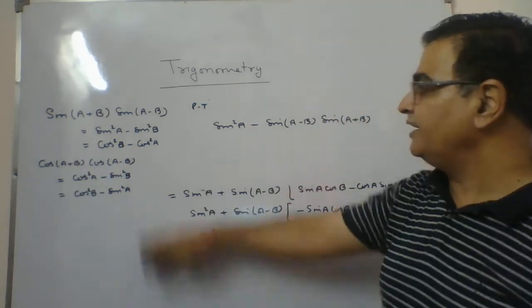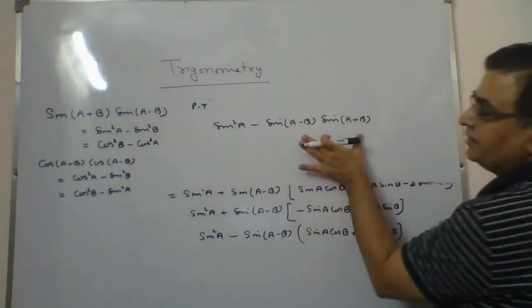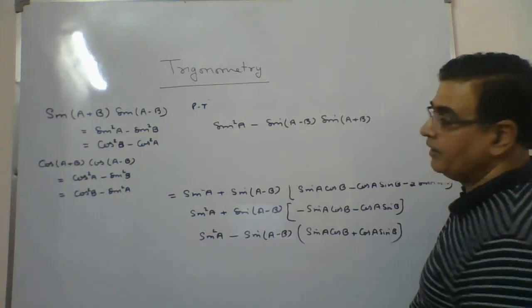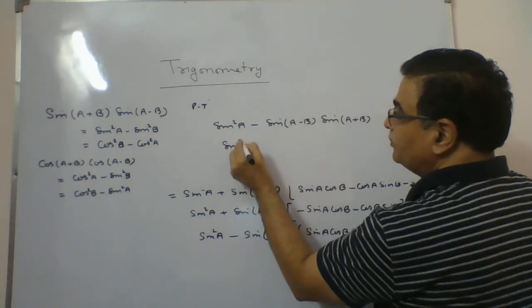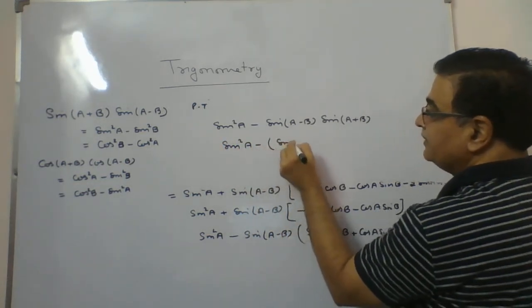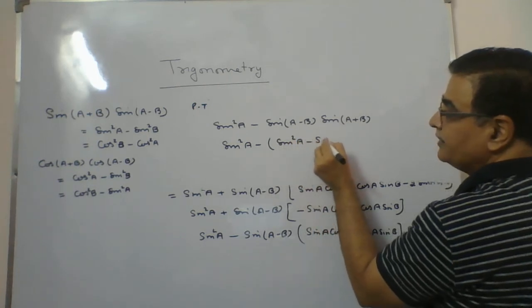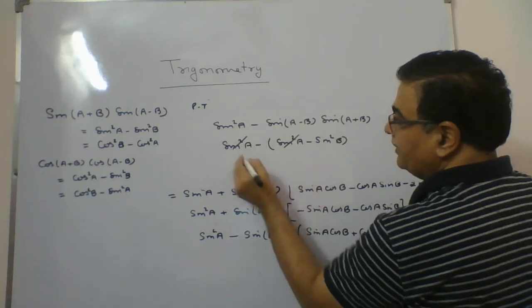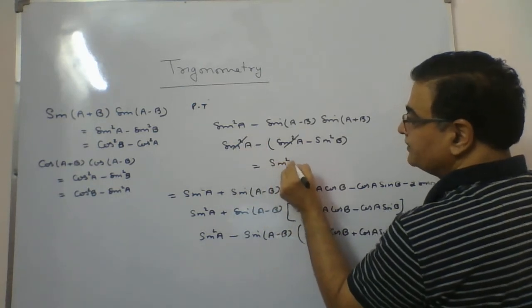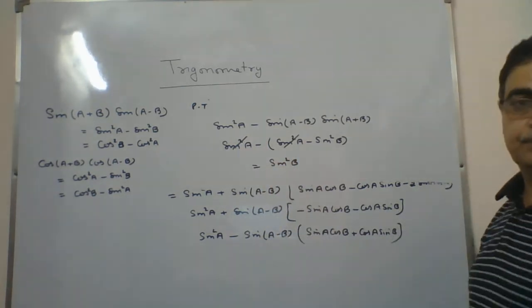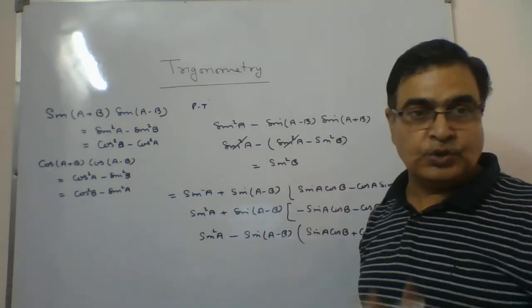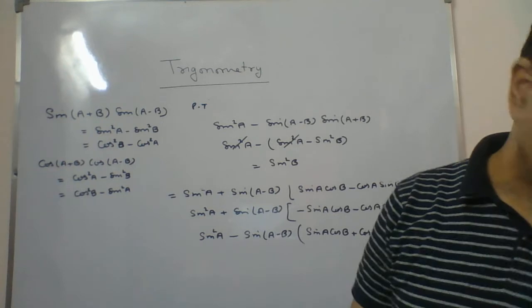And when you have sin(a+b) into sin(a-b), the formula says sin²a minus sin²b. sin²a we want to cancel. So we write down sin²a minus sin²a minus sin²b. Now when you solve it, these two terms get cancelled out. Left is sin²b, which is the answer. So this is another question we have. This way you can try more questions.